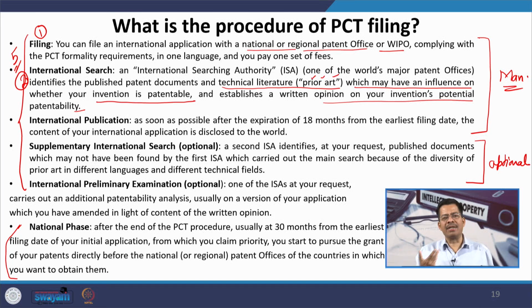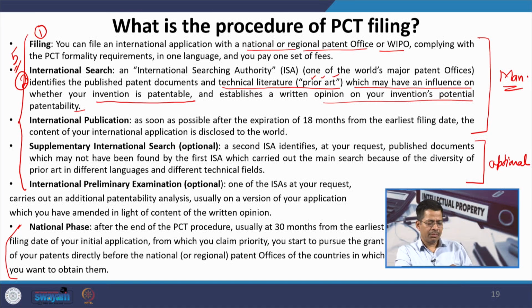Now, somebody may ask, what is this international search? How is it different from when you are filing an application within the country? In that also the same process is followed. We do proper technical search, prior art search, we check the novelty. So, how is this international search different from the search when you are going for a domestic patent?